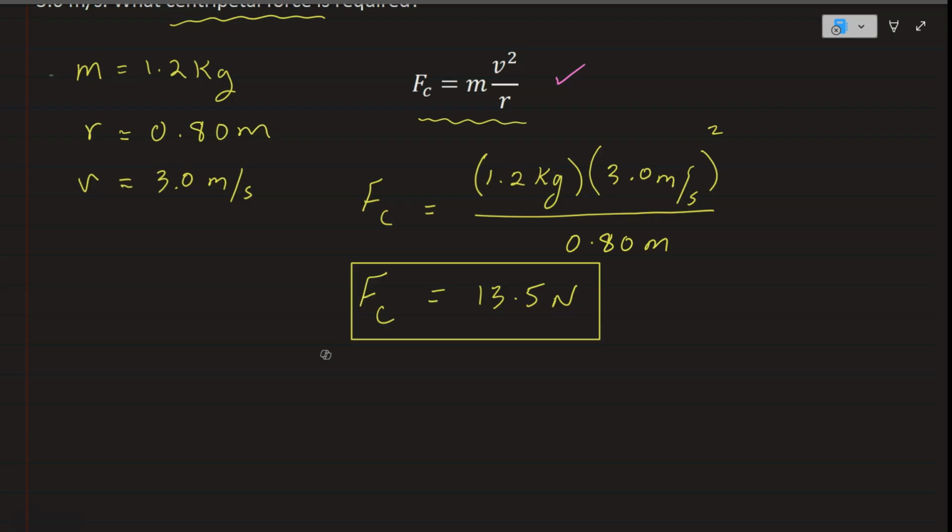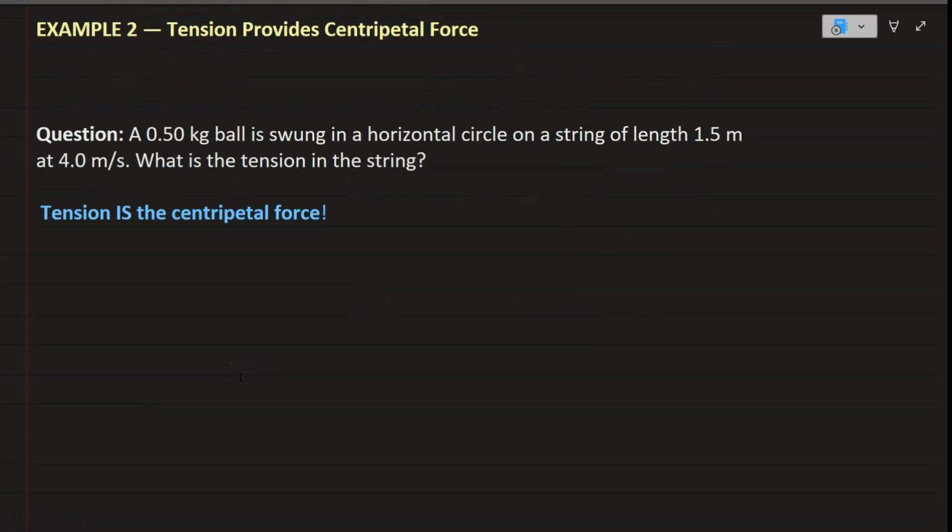Okay. Here's example 2. Tension provides centripetal force. This time tension does. So you have a 0.5 kg ball swung in a horizontal circle on a string of length 1.5 meters at a speed of 4.0 meters per second.